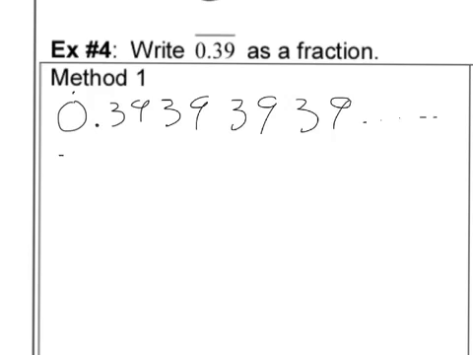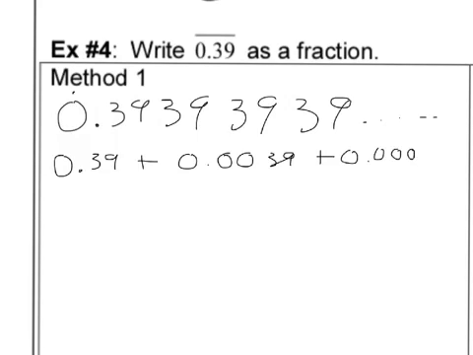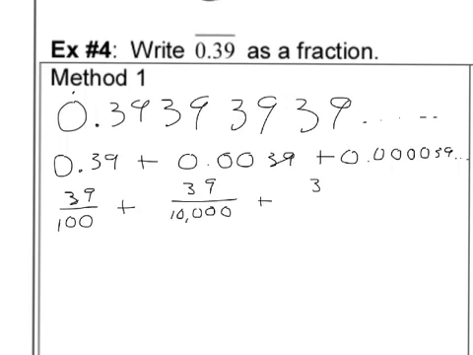And so we could think of this as 0.39 plus 0.0039 plus 0.000039, and so on and so on and so on. And so then we could write this as a fraction as 39 over 100 plus 39, and I added 2 zeros, so I got to add 2 zeros to my denominator, 10,000 plus 39. Add another 2 zeros and I get 1,000,000. And so on and so on and so on.